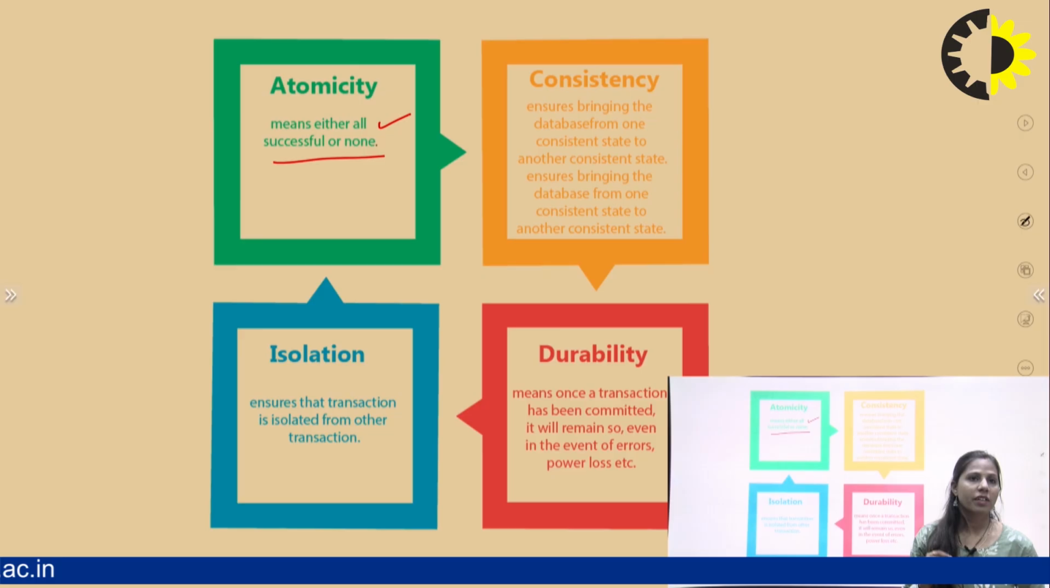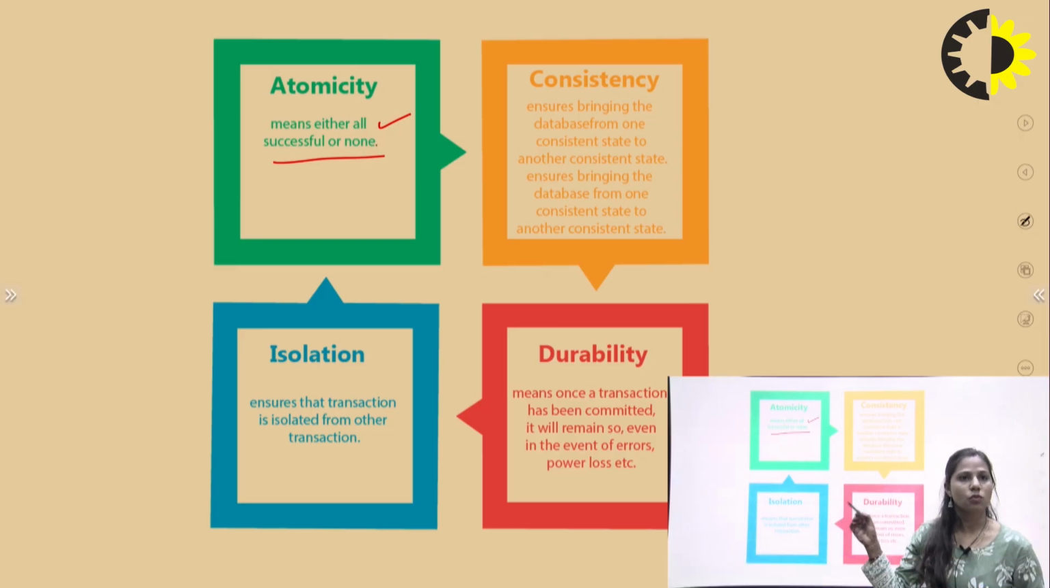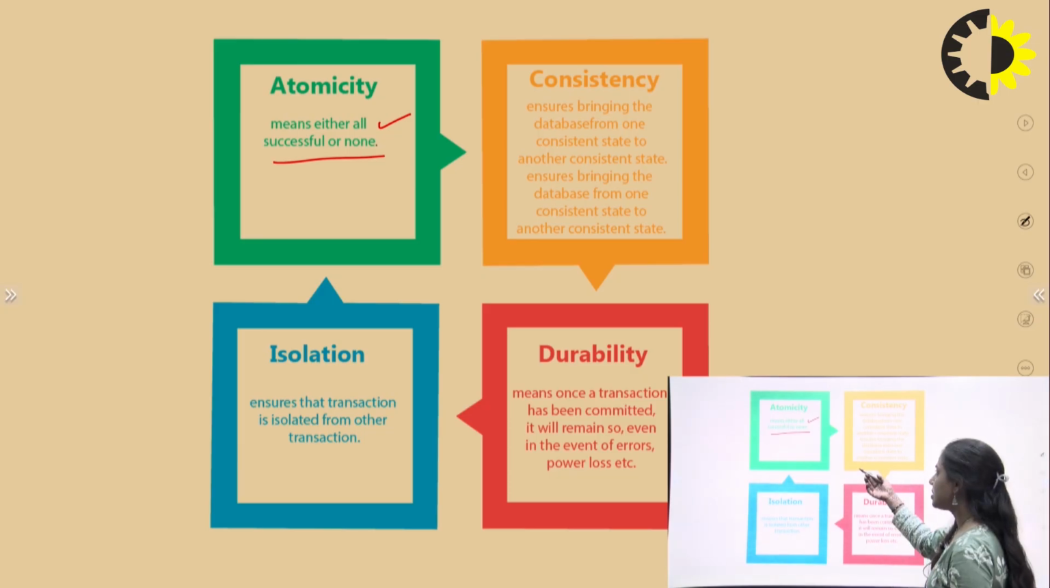So the value should be transferred from X to Y. If the transaction fails in between, it will not be considered. The values from one account and the other account should be updated, and it should be operated all. So this is how atomicity works. It means either all are successful or none.